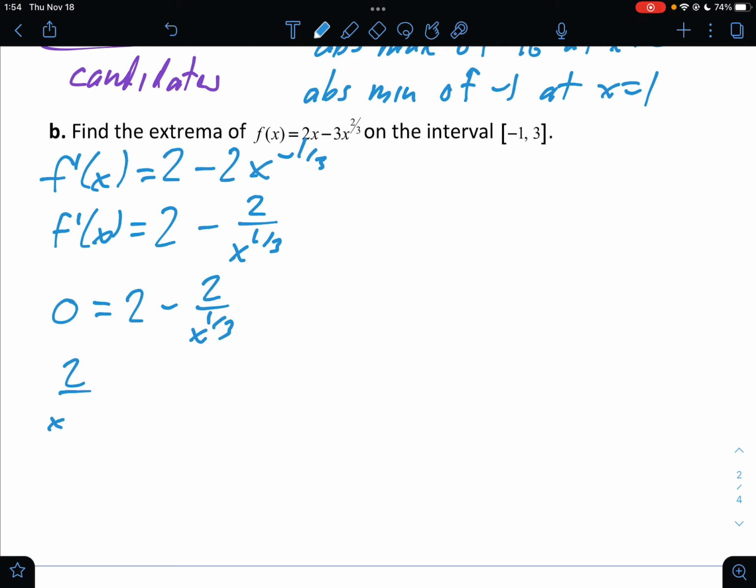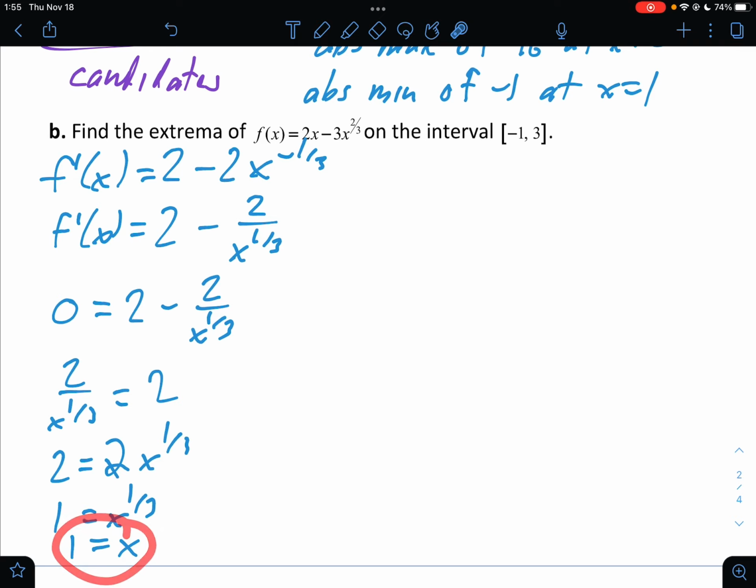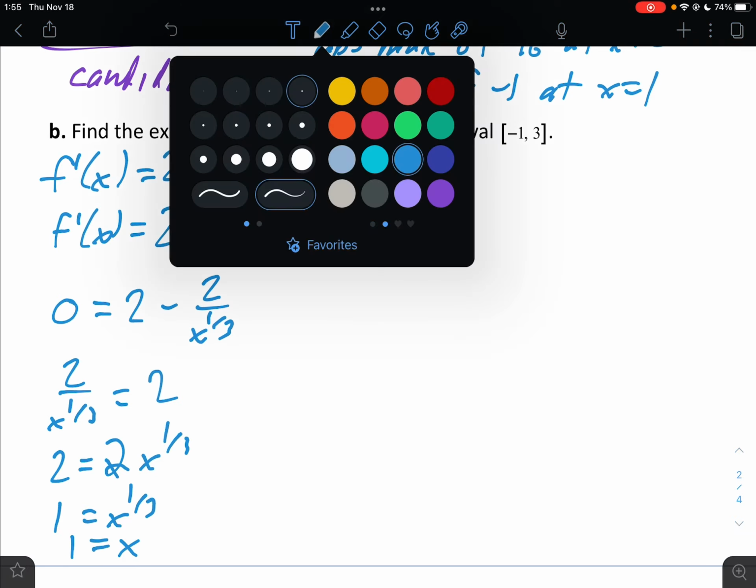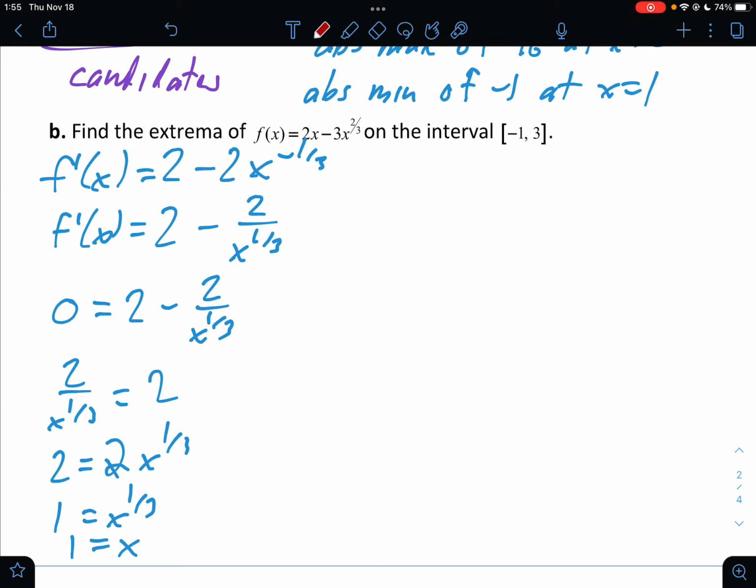So solving this, we get another candidate of x is equal to 1. So we have four candidates. Negative 1 and 3, 0 because the derivative is undefined there, and 1 because the derivative is 0 there. So we have four candidates for our table.